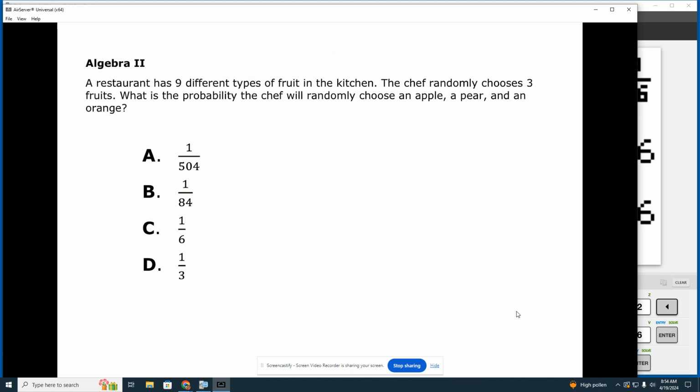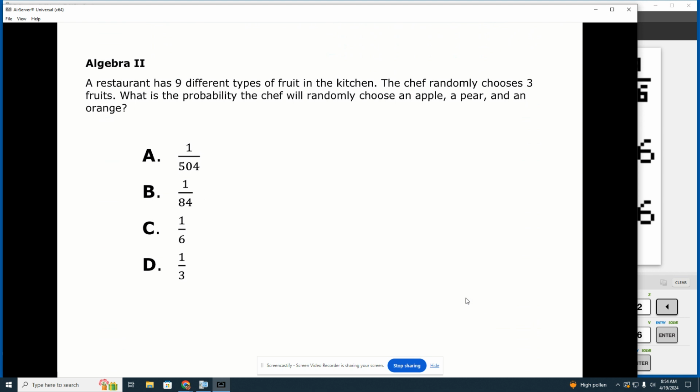Okay, a restaurant has 9 different types of fruit in the kitchen. The chef randomly chooses 3 fruits. Okay, boom, right off the bat. I hope you understand this. What's the probability the chef will randomly choose an apple, pear, and an orange? So 2 things right here. You have 9 different types. He randomly chooses 3. And it doesn't care about order. It doesn't say he gets an apple first, a pear second, and an orange third. It doesn't care about order.